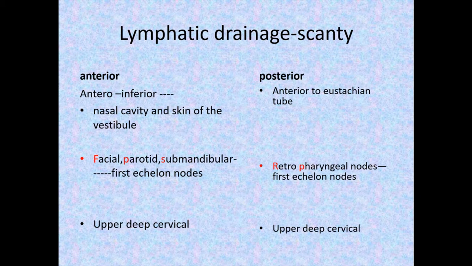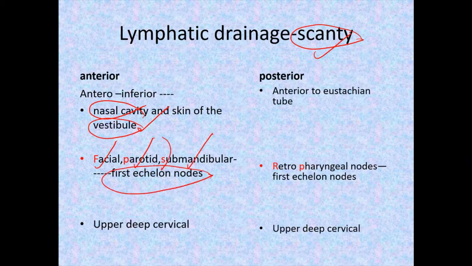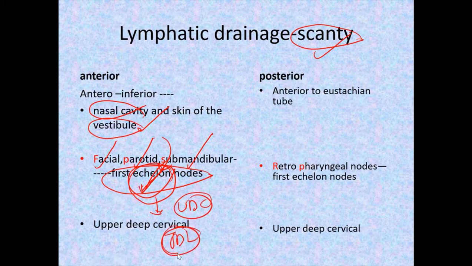Lymphatic drainage is scanty. Anteriorly and inferiorly, from the skin of the vestibule and nasal cavity, it goes to the facial nodes, parotid nodes, and submandibular nodes, which are called the first echelon nodes. The nodes first involved are called first echelon nodes. Try to have some idea about this oncology; we are going to discuss oncology in the coming classes. Then they go to the upper deep cervical nodes, the jugulodigastric nodes, which lie below and behind the angle of the mandible.